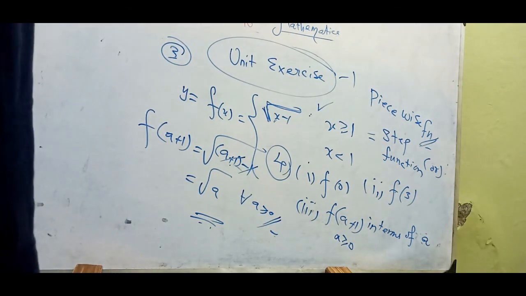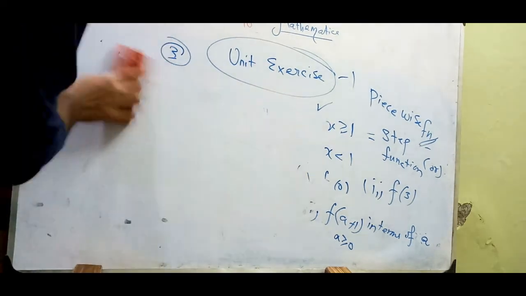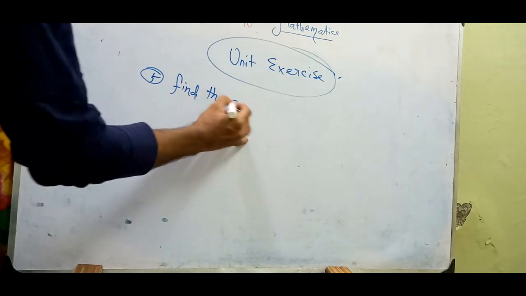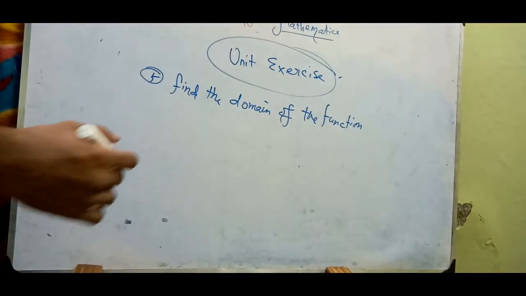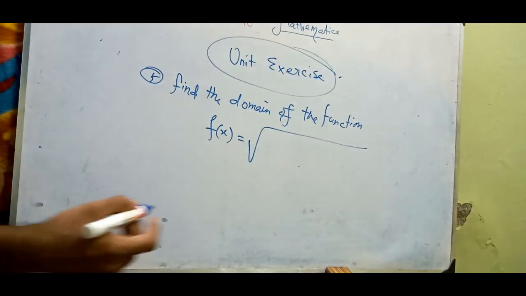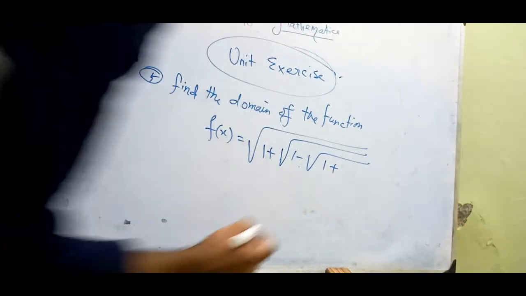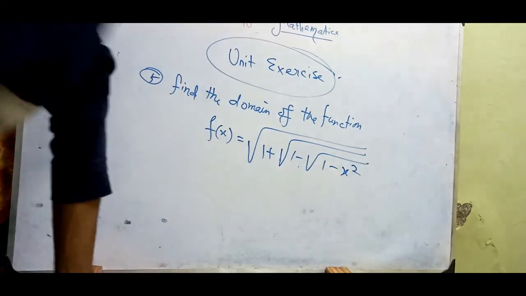Got it? And one more last question. So fifth question, find the domain of the function f of x is equal to under root 1 plus under root 1 minus under root 1 plus x square, 1 minus x square. Got it?